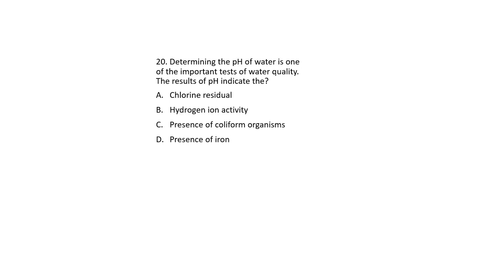Determining the pH of water is one of the important tests of water quality. The results of pH indicate the chlorine residual, hydrogen ion activity, presence of coliform organisms, or the presence of iron. The answer is B, hydrogen ion activity. So for some reasons, pH is important. Water at the lower end of the pH scale can degrade pipes and taps, allowing toxic materials like lead to seep into the water supply. If the pH level is too high, it can cause an unpleasant taste. Some extra information.